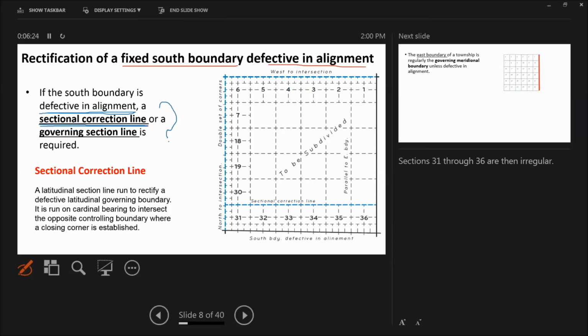A sectional correction line is a latitudinal section line. Anytime you see the word latitudinal, that means the line is running east-west, again considering the curvature of the Earth and the curvature of this line. A latitudinal section line runs to rectify a defective latitudinal governing boundary. And it runs on the cardinal bearing. So this line is going to run east-west to intersect the opposite controlling boundary where a closing corner is established. What does all of this mean?